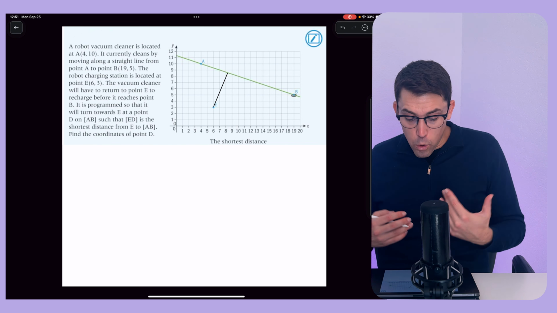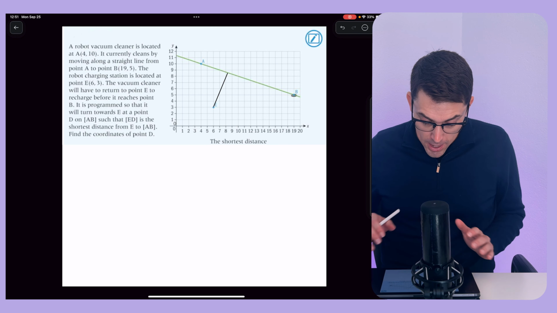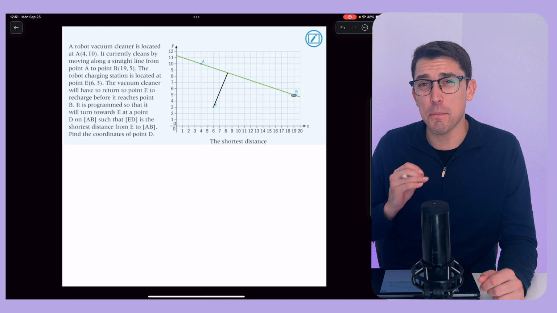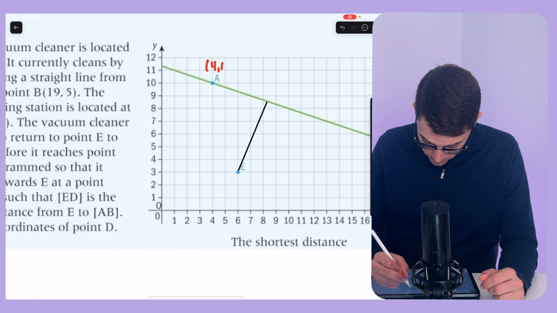So now let's say that you have a robot vacuum cleaner, like a Roomba, okay? And let's say you kind of gridded out your house a little bit, and let's say that there's this point A, which is 4, 10, and it's always good to label these if you're given a diagram. So let's go ahead and label that at 4, 10.